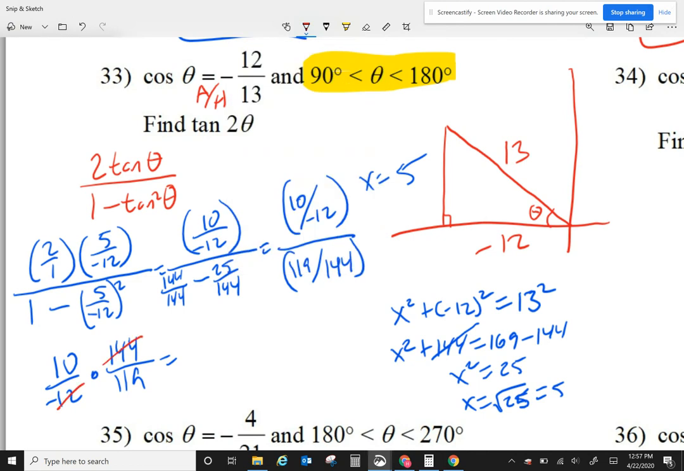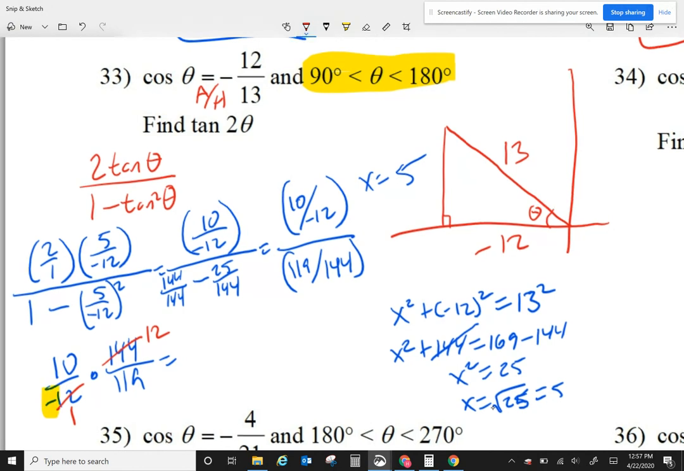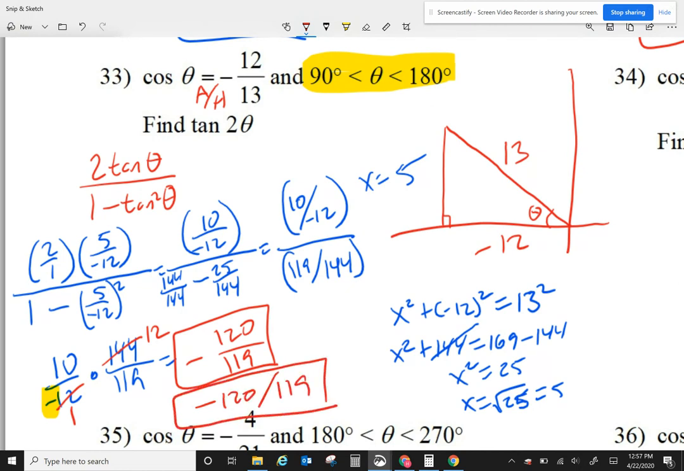Let me simplify in this case. The 12 with the 144, let me divide each by 12. So this is 1, this is 12. So my answer, I have a negative sign, and on the top, I have 120 over 119. The way I will type this will be negative 120 over 119.